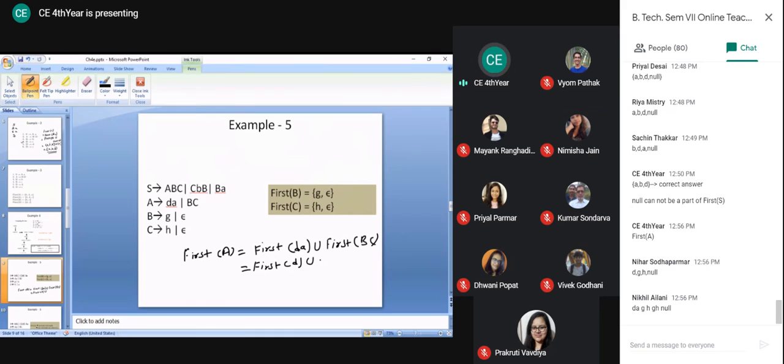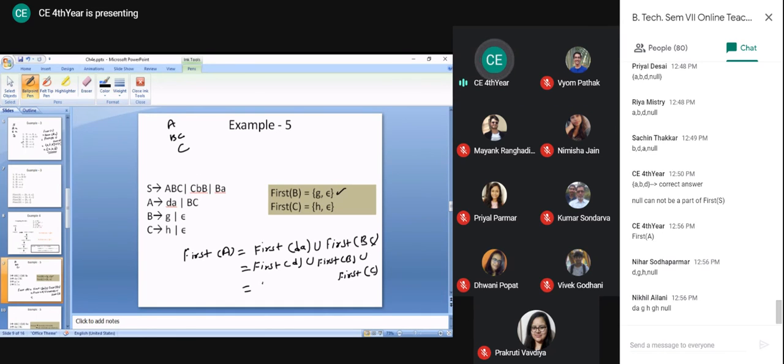Union first of BC. So now we have to write first of B union the first of C. The reason is from B we are getting null. B is giving null, so there is a chance that we will not use B in some derivation and we'll directly use the C. The derivation may be like this: from A we'll write B and C, and then we'll directly write C. We'll not use B. So because of that, first of A will be the first of C also.